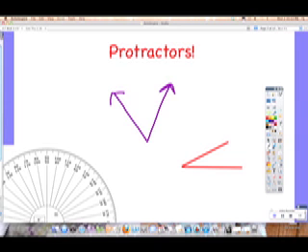Which one makes sense for our purple angle? 60. How many of you? I'm feeling pretty good about this. You feeling okay? All right.